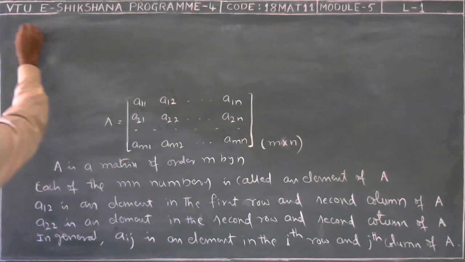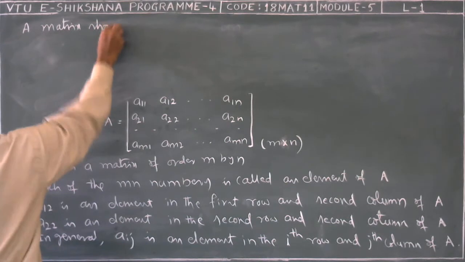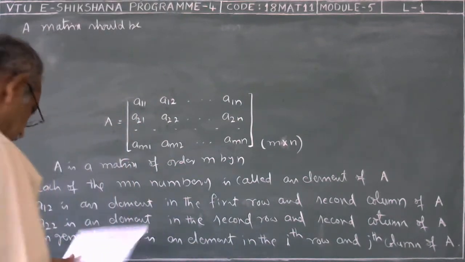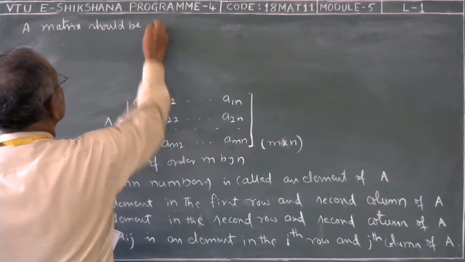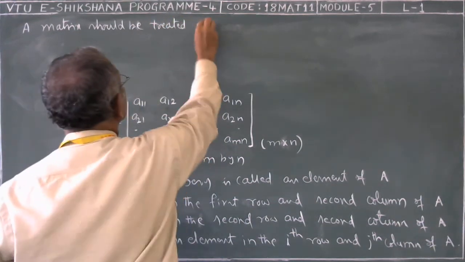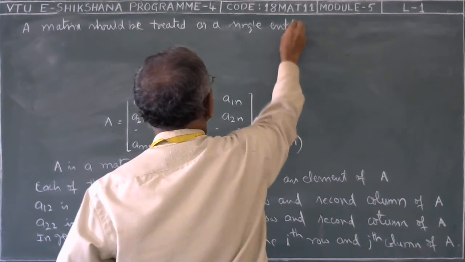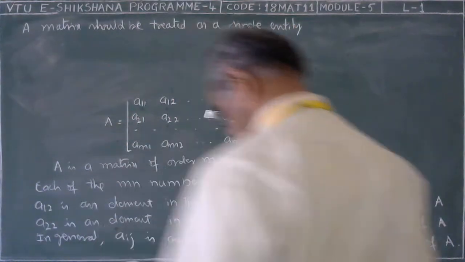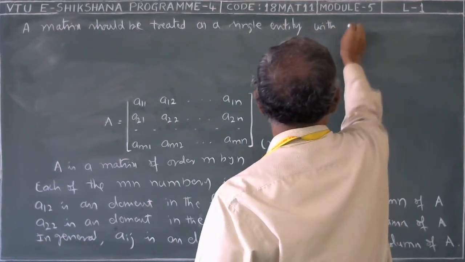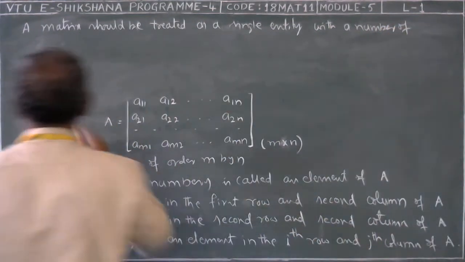A matrix should be treated as a single entity with a number of components.